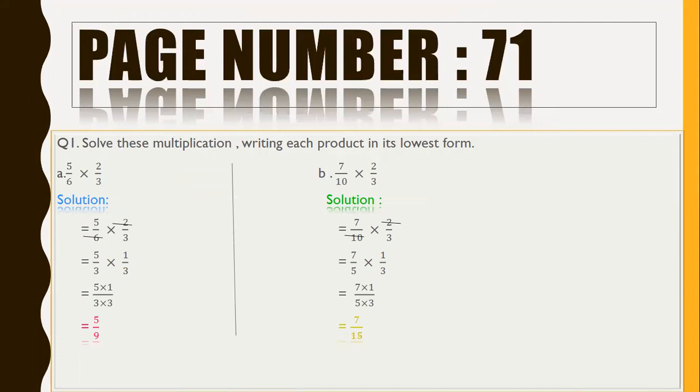5 ones are 5 and 3 threes are 9, so 5 over 9, and we cannot simplify this fraction more. This is the lowest and simplest form of the product of these two fractions. Part B is 7 over 10 multiply 2 over 3. Again we see two numbers in the cross that we can cancel, 2 and 10. After the cancellation, the new numbers become 7 over 5 and 1 over 3. After multiplying these two fractions, 7 over 15 is our required answer.